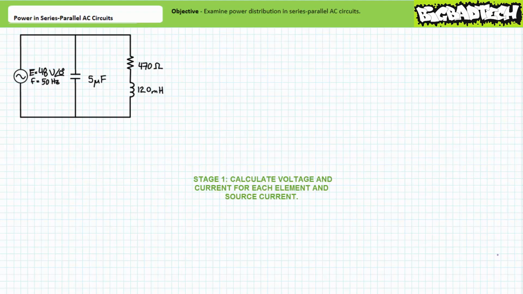Stage 1 of this example problem necessitates we solve for the voltage drop across each element, the current through each element, and the source current. Once we've got these values, we'll move on to stage 2 and examine power distribution within this series parallel circuit. By all means, pause the lecture and try stage 1 on your own.